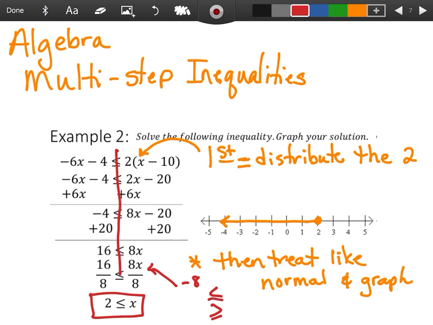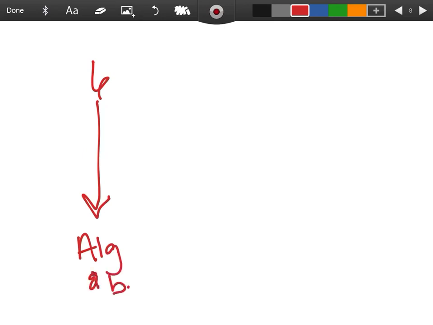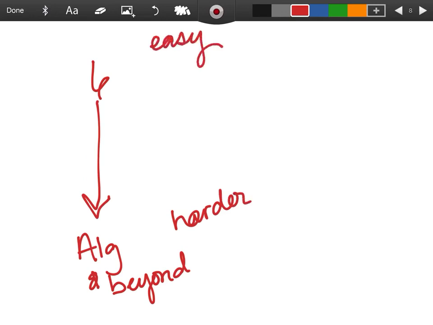So again, vertical alignment is just the progression from 6th grade to algebra and beyond, okay? And it is just getting harder because, as we know, math builds on itself. Okay, so we are getting you ready for algebra. Let us know if you have any questions.